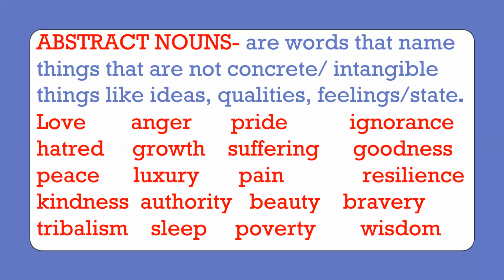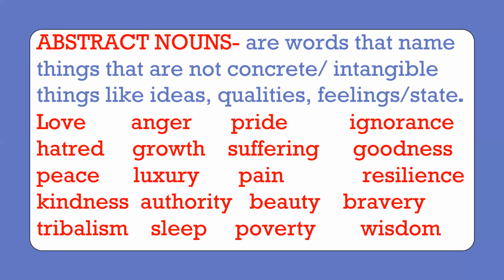You can name all the fruits of the Holy Spirit. We are talking of love. It's a noun, though it's abstract. Love, peace, patience, joy, goodness, all those are abstract nouns. You can also name a feeling like hatred. It is a feeling that causes people to behave in a certain way. We are talking about growth, suffering.